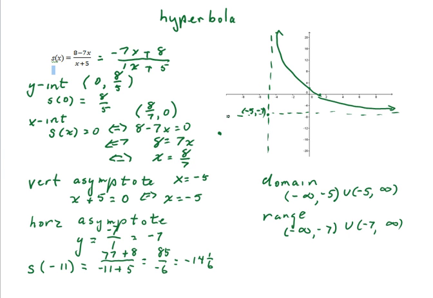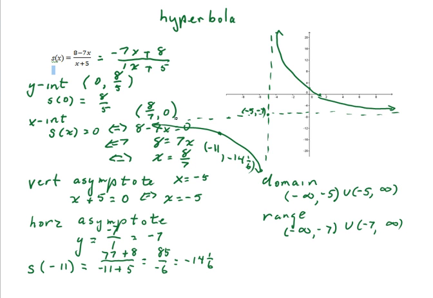Now the reason I did that was because if we're able to properly draw this, the graph is going to appear to be symmetric with respect to (-5, -7), which is where the two asymptotes crossed. So this would be the point (-11, -14 and a sixth). And I think the graph does appear to be roughly symmetric with respect to that point.